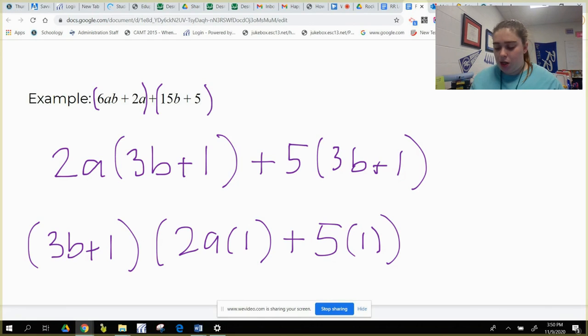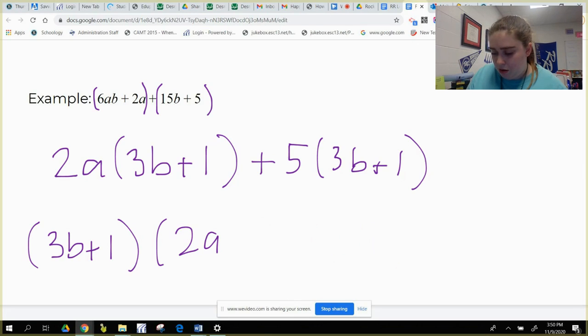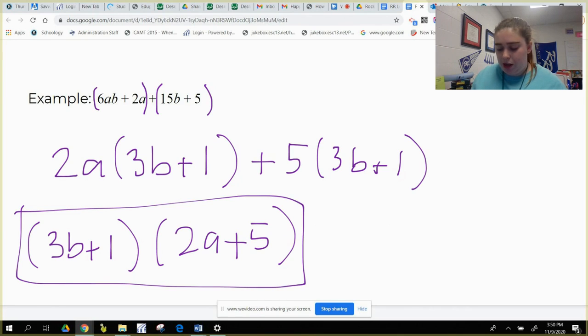Okay, so I'm just going to erase those and rewrite it to be plus 5. Okay, so that is our final answer, and let's go ahead and multiply this one to see if it matches up to be our original polynomial, okay?